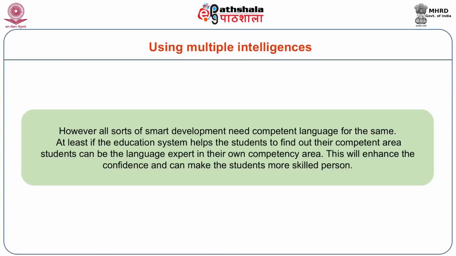He should be in the position to understand the words. He should be in the position to place the right word at the right place. He should be able to number them accordingly where they are needed. The picture should be correlated. The body language should be perfect to express that language. He should be able to enjoy the music. The rhythm should be there in his language, in his presentation. He should present himself well as a person, and he should be self-smart. However, all sorts of smart development need competent language for the same.